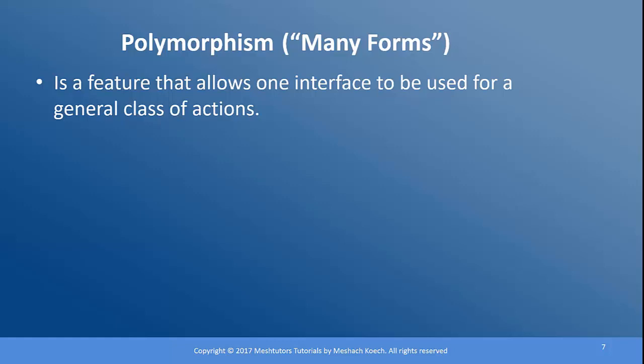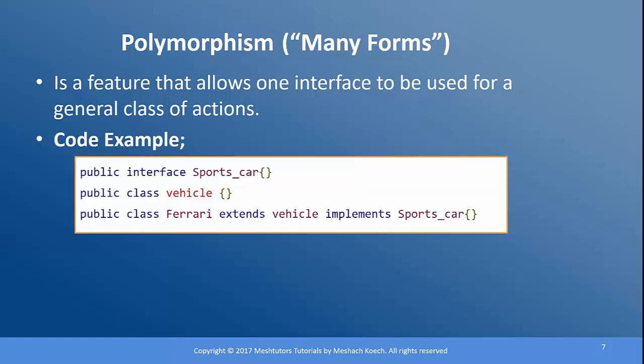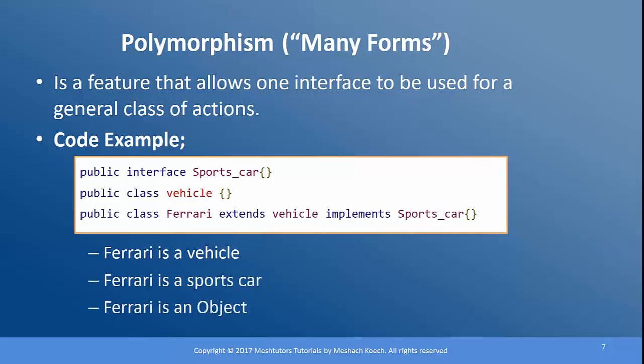Let's look at a specific example of a program. In this program, we have a public interface that we call SportsCar, and then we have a public class that we call Vehicle, and we declare another class, public class Ferrari, which extends Vehicle and implements our interface, which is SportsCar. So from this example, we can safely say that Ferrari is a vehicle, Ferrari is a sports car, and Ferrari is an object.